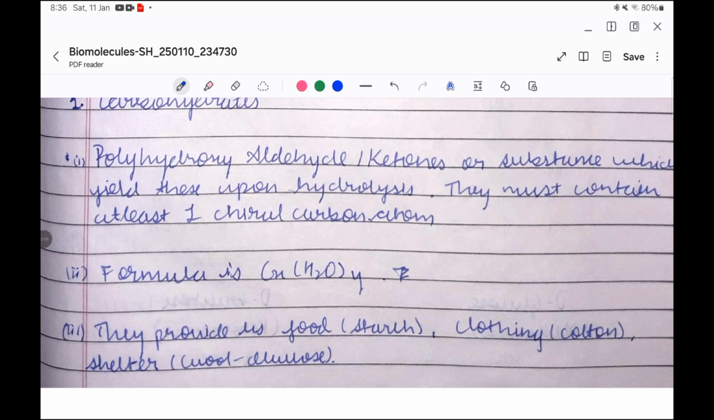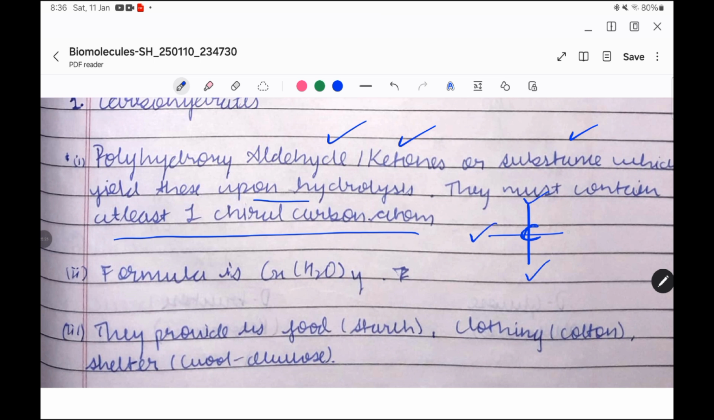So let's quickly see again the definition of carbohydrates. It's written: polyhydroxyaldehydes or ketones, or the substances which yield those upon hydrolysis. They must contain at least one chiral carbon atom. Everybody is aware, this is a carbon atom attached to 4 different atoms or 4 different groups. For example, I can have OH, H, CH3, and Cl. So this carbon is going to be your chiral carbon atom, right?